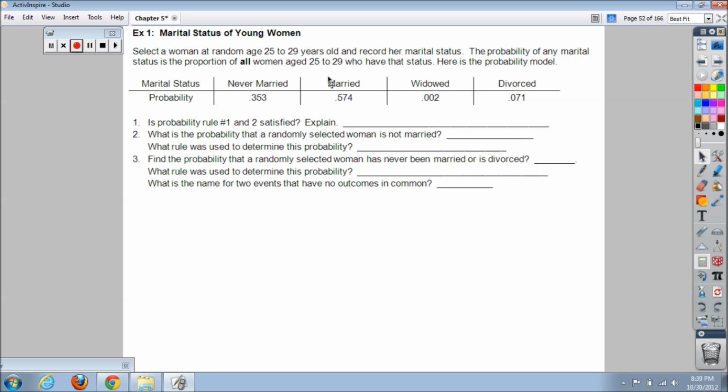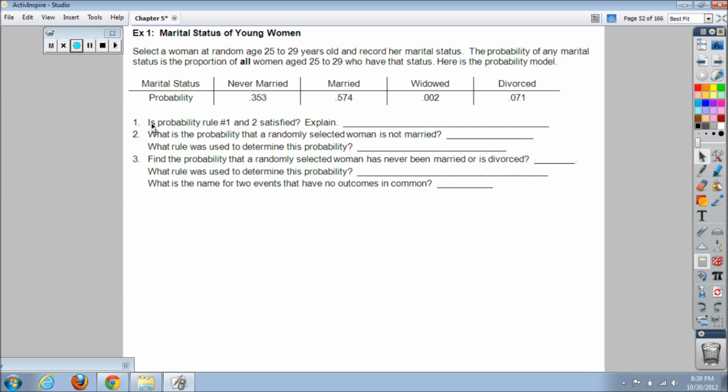Okay, so here's our sample space. Women have never been married. They could currently be married. They could have been married but now they're widowed, or they could have been married, now they're divorced. Okay, so here is our sample space. There's no other possibility for marital status.